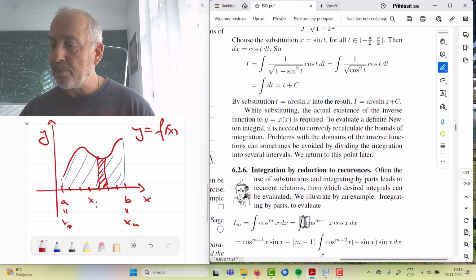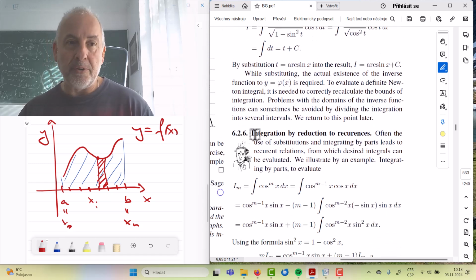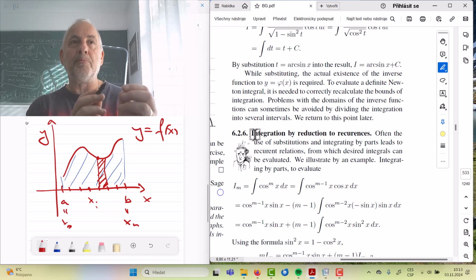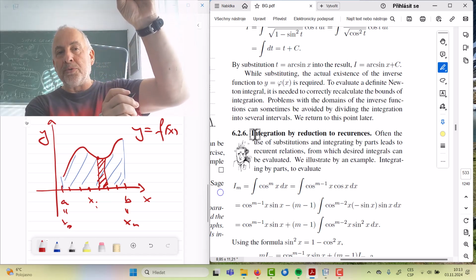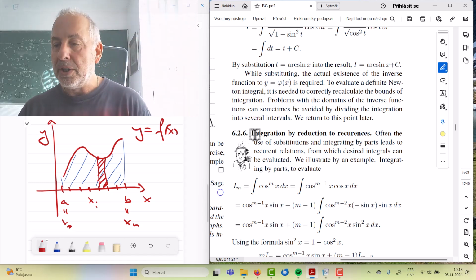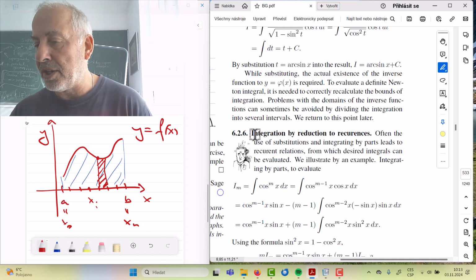but usually this is used for computing the definite integrals, and there you simply recompute the bounds, right, following the substitution. So that's something very straightforward. You will easily find it yourself.